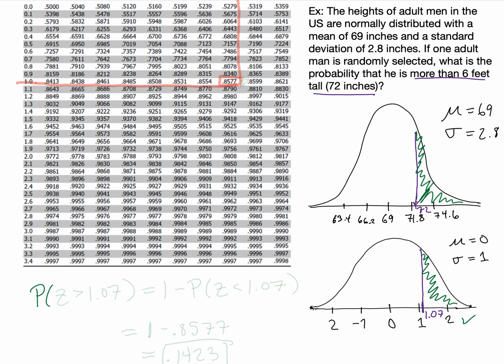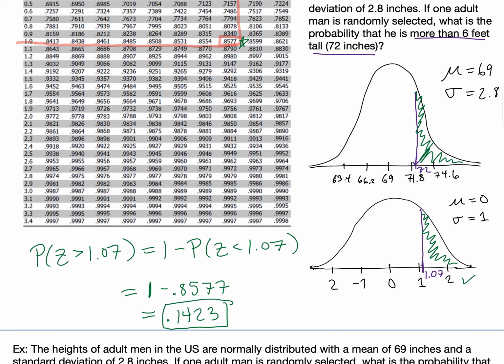We know that the probability that z is greater than 1.07 is equal to 1 minus the probability that z is less than 1.07. And so we found that above using the table. And so this is 1 minus 0.8577. So we just need to subtract, and we would have 0.1423 is that probability.